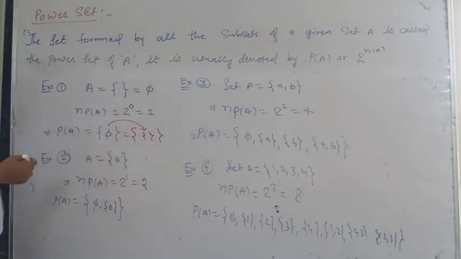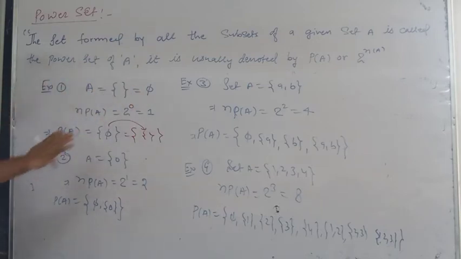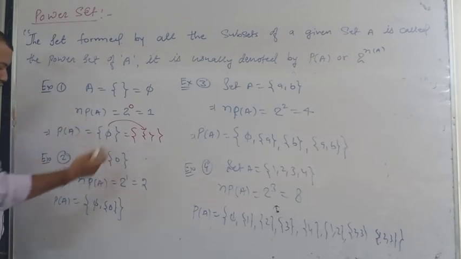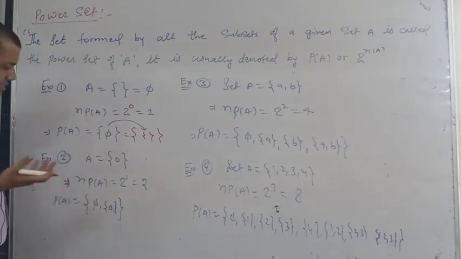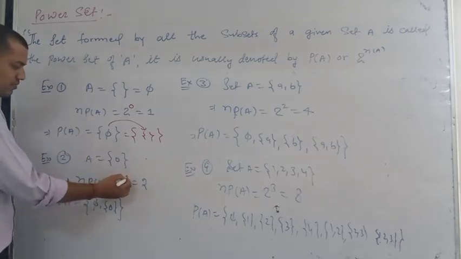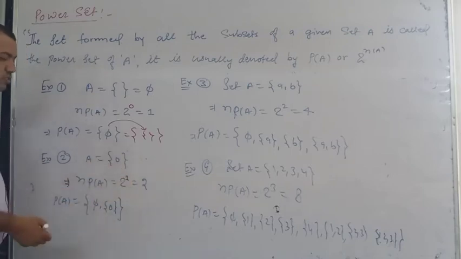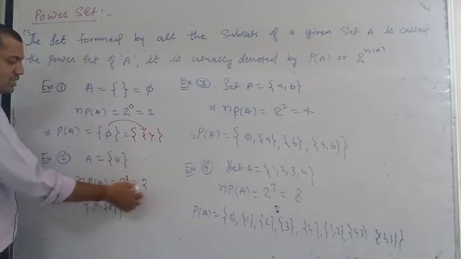Now we go for the second example. There is only 1 element, that is 0. Phi is null, no elements, and 0 is the element contained in the set. First of all we calculate n(P(A)), the number of subsets in the power set, by 2 raised to the power n. Here n is 1. Why do we write 1? Because 0 is counted as 1 element. So 2 raised to the power 1 gives 2.